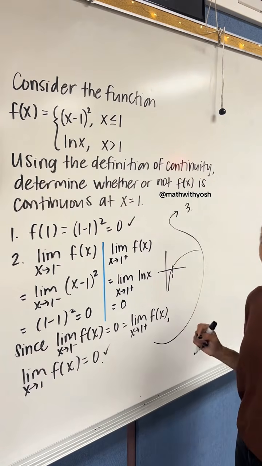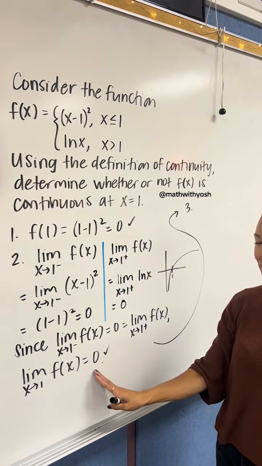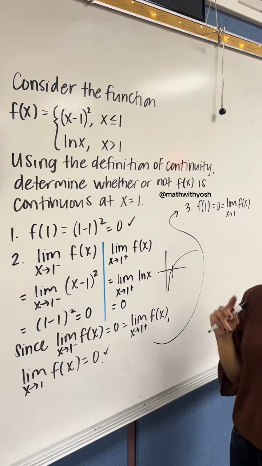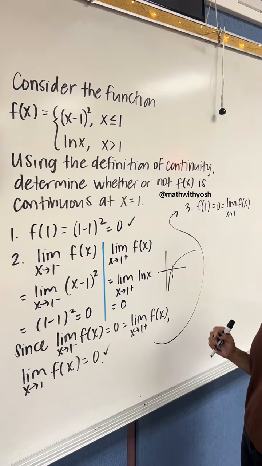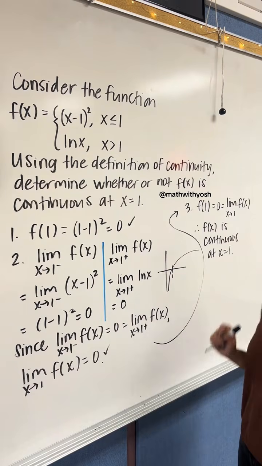And then for part 3, you just want to verify that the answer you got in part 1 equals the answer that you got for part 2. So I just wrote that out. I have f of 1 equals 0, which also equals the limit as x goes to 1 of f of x. And therefore, by the definition of continuity, f is continuous at x equals 1.